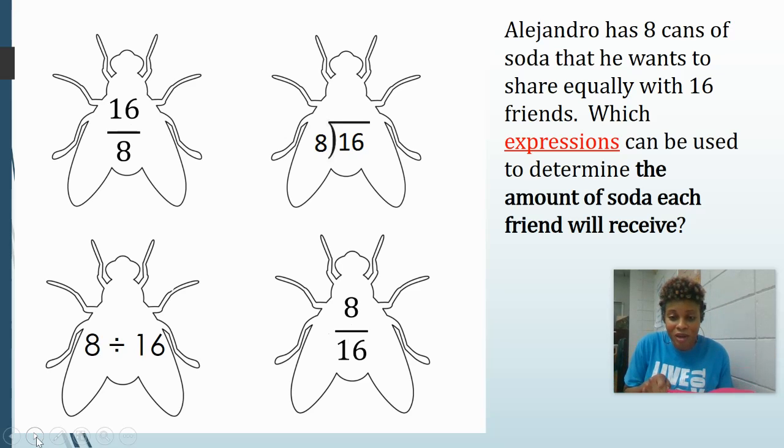I hope you picked the last 2 on the bottom row. 8 divided by 16 with the obelus and 8 divided by 16 in fraction form. The top right fly and the top left fly are dividing the friends by the soda, not the soda into the friends. It's backwards.